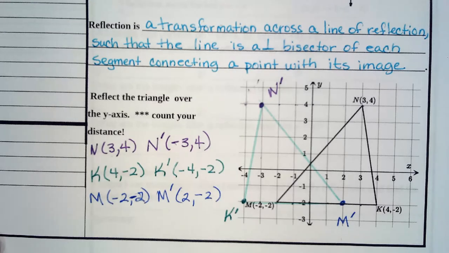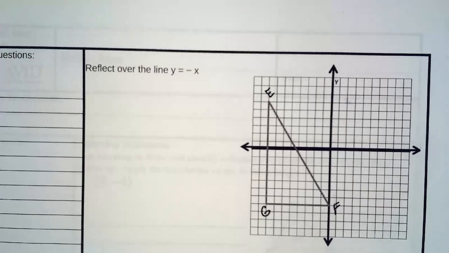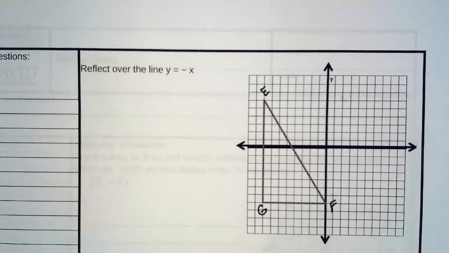Make an informed guess, make a conjecture. If we reflect over the x-axis, what do you think is going to happen? If you said that the y value would change to its opposite, you would have been correct. Okay, so for the next one, we're going to reflect over the line y is equal to the opposite of x.